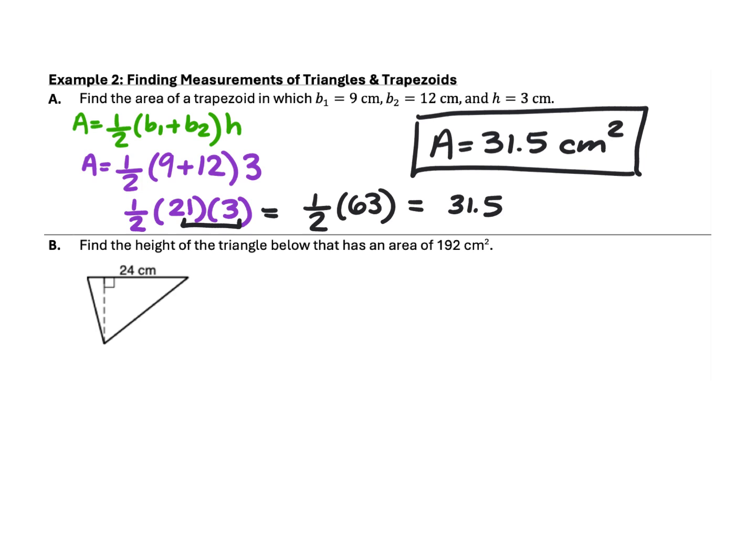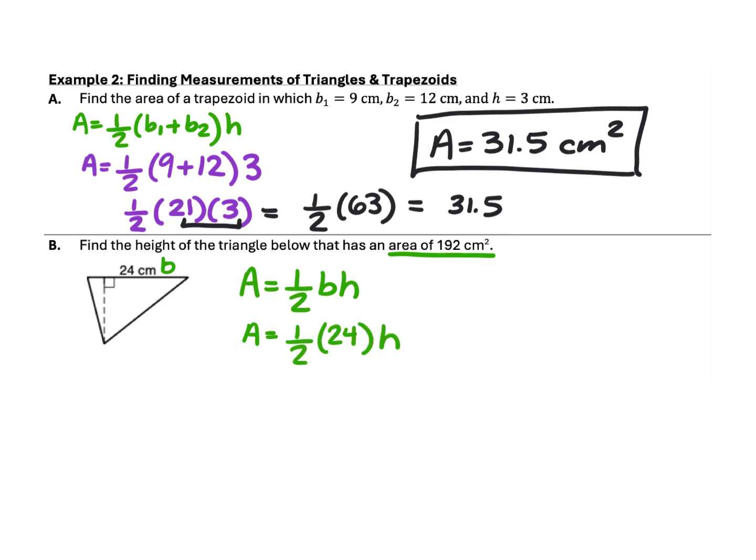In part B, we want to find the height of the triangle below that has an area of 192 centimeters squared. Okay, let's go ahead and start by writing down the formula for the triangle's area. Area is 1/2 base times height. Now this time we know the base is 24. So area is 1/2 of 24.